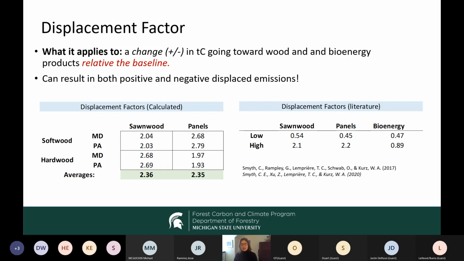There's a lot more that goes into this, but just to look at some of the numbers, I presented some of the averages that we've seen before. On the right, you see low and high estimates for sawnwood and panel displacement factors. We have relatively similar numbers that we've calculated for Maryland and Pennsylvania using regionally specific LCAs and so forth. And so we're getting a little over 2 as our displacement factor.